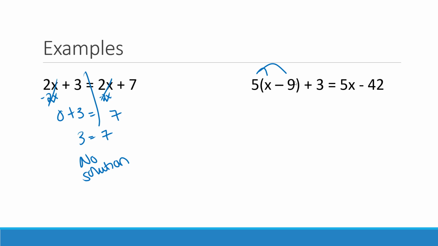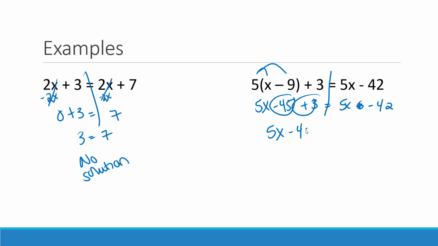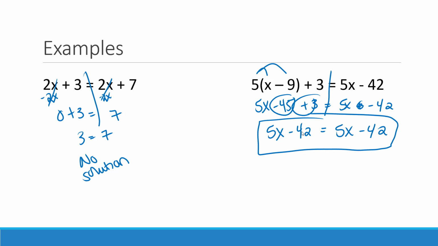Now with this one, I'm going to distribute the 5. So this is going to give me 5x minus 45 plus 3 is equal to 5x minus 42. So I'm going to combine like terms here. And this gives me 5x minus 42 is equal to 5x minus 42. You could stop right there. So if you end up with a true statement, this side is the exact same as this side. This is an example of all real numbers or infinitely many solutions.